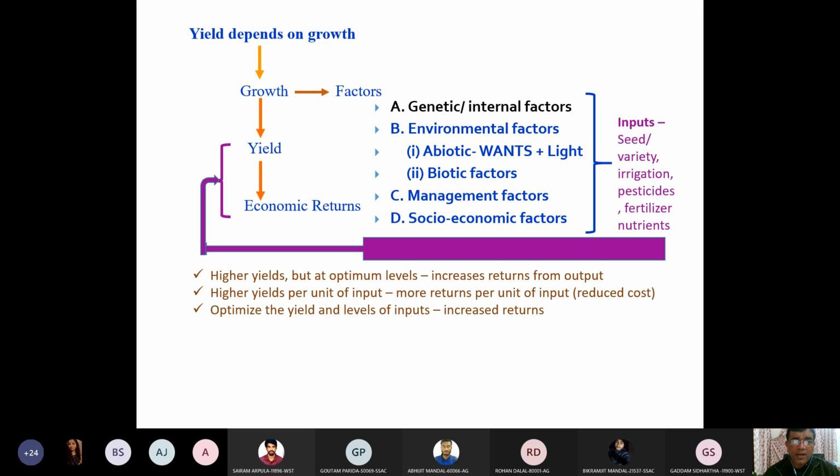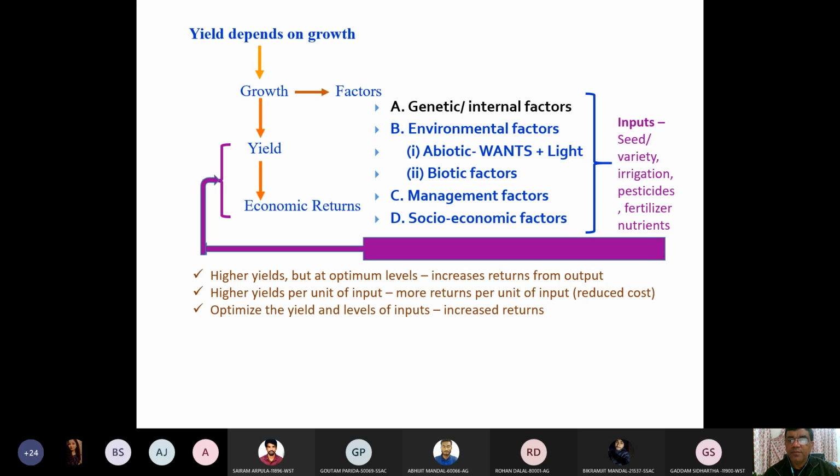Another objective is higher yields per unit of input. More yield per unit of input means more returns per unit of input. Here we want to increase the efficiency of the inputs, and this will reduce the cost. So your cost is reduced, your yield of the produce is also high. That way your economic returns will be high. So overall, we want to optimize the yield and level of input. What should be the level of input that gives us the optimum yield? Optimum yield means most economic yield, where farmers will get maximum benefit.